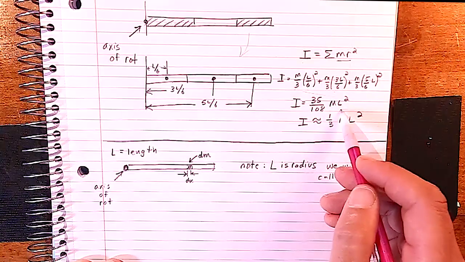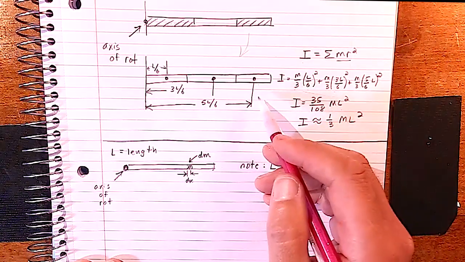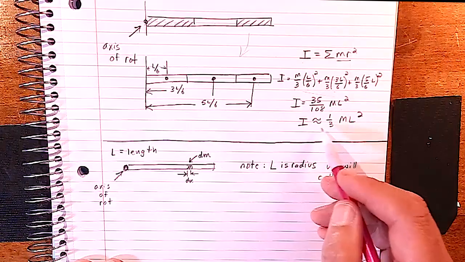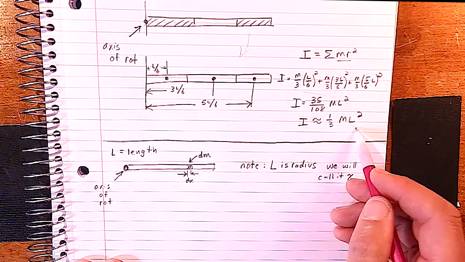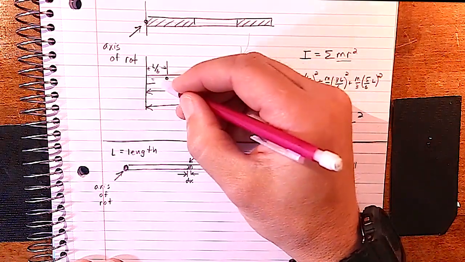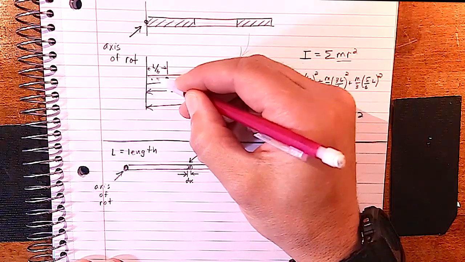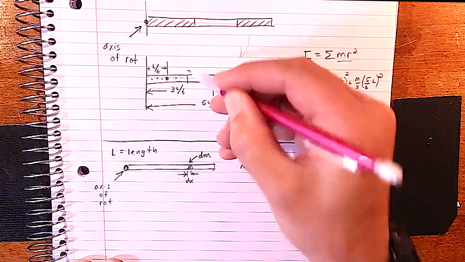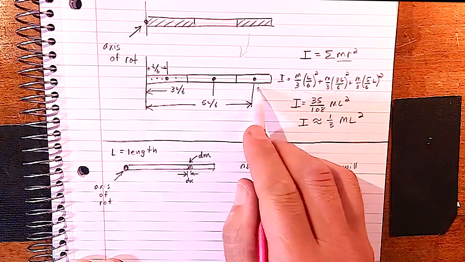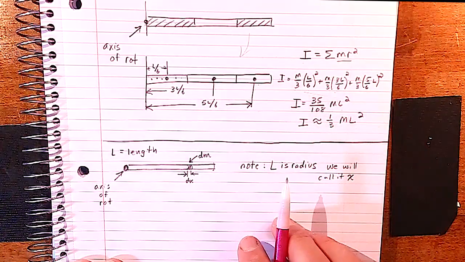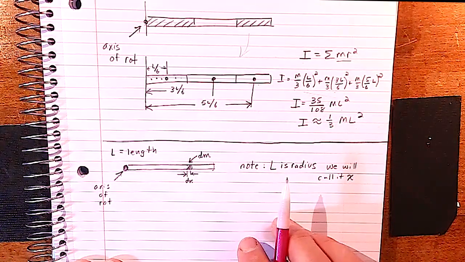And when you do all of the math and work that out, you get 35/108ths ml squared. But remember, this is an approximation. That comes out to approximately 1/3 ml squared. But remember that we want to do this for all of these different points, not just approximating by the middle of 1/3 of each of these. So how do we do that?